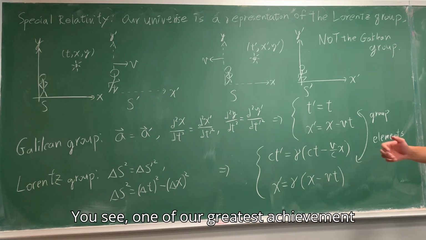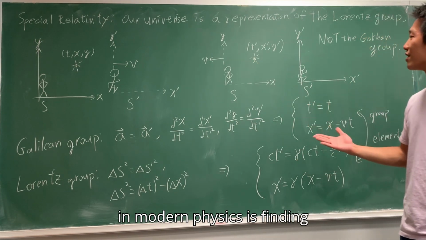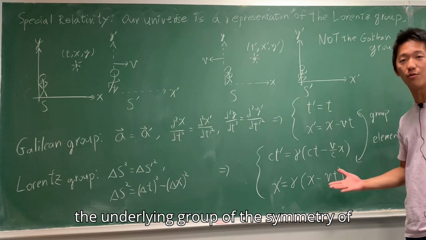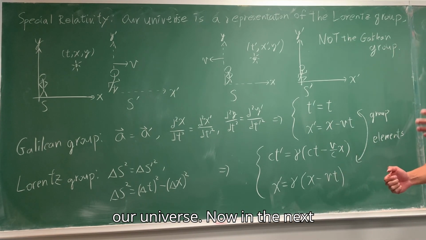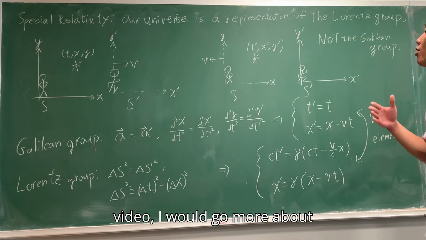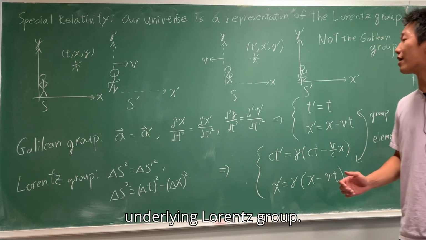You see, one of our greatest achievements in modern physics is finding the underlying group of the symmetry of our universe. Now, in the next video, I would go more about how our universe represents this underlying Lorentz group.